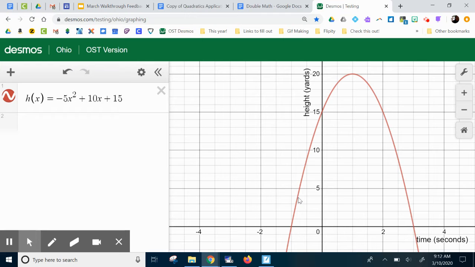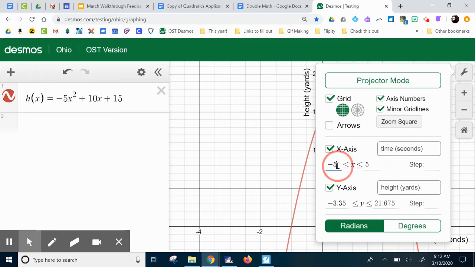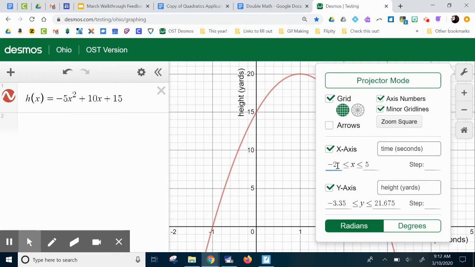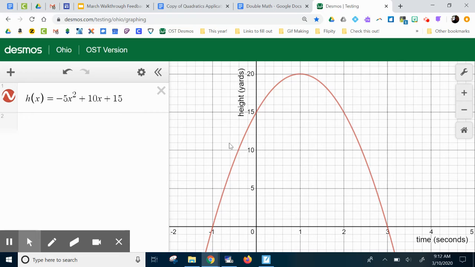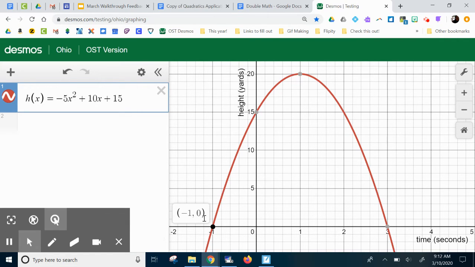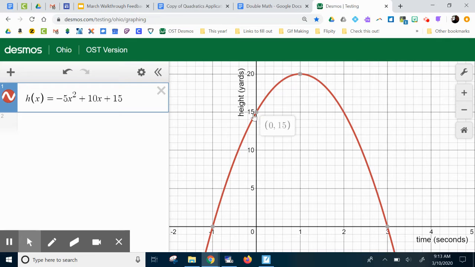Okay. And I could even cut this off more if I wanted. I could cut it off at negative 2 instead. Looks like there's a lot of extra space over there. Okay, so that looks pretty good. I'm going to look at my important points. So this point is telling me negative 1 seconds is 0 height. So I'm probably not going to talk about negative 1 seconds after I threw the rock. So that point is not important.